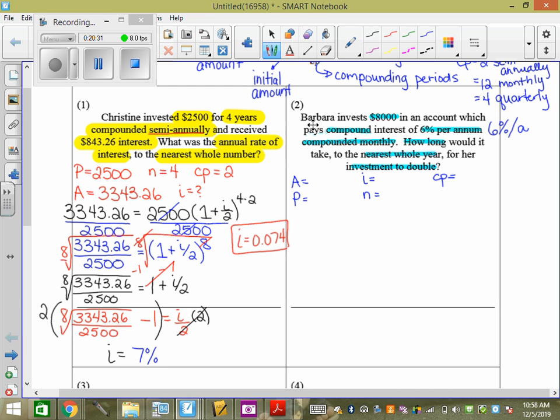All right, so invest 8,000. Is that the initial investment, or is that what they're walking out with? The initial. So it's your P, which pays compound interest at 6%. So what's that? 0.06, and it goes in for I.